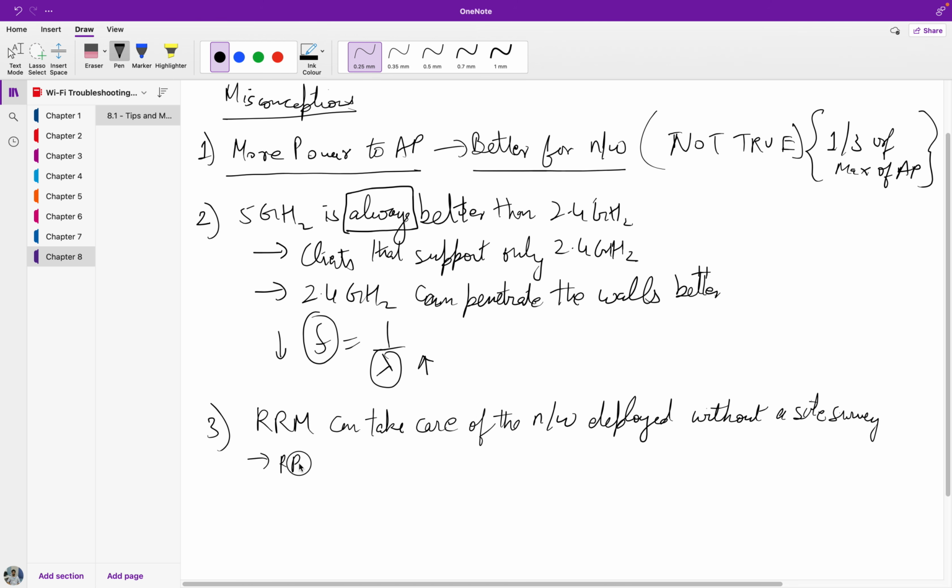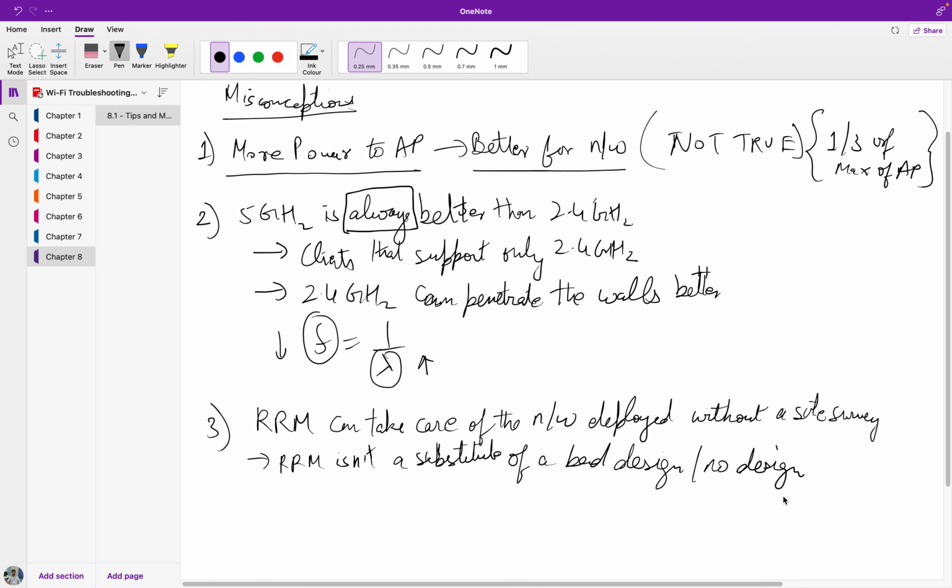RRM isn't a substitute of a bad design or no design at all. RRM is not going to be a substitute for a bad design or a no design. You've got to make sure you have a site survey done before deploying a network. RRM takes care of TPC, transmit power control, and DCA, dynamic channel allocation, but it will not take care of a network in which there was no site survey done.